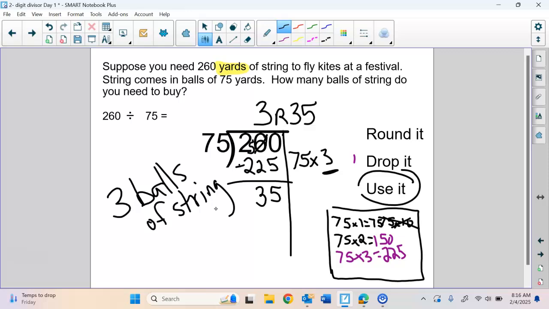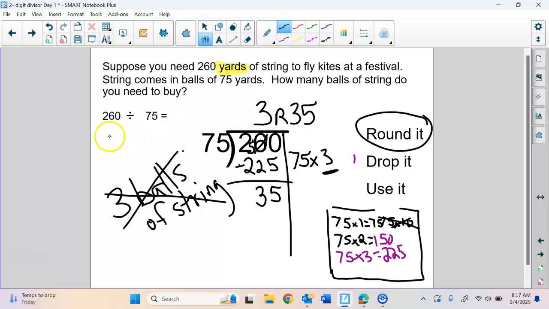So how many balls of string do you actually need? In this case, we can't use that as a fraction. We actually need to take our answer and round it up, because in this case, that remainder is important enough that it needs to be included. So our final answer here is not 3, not 3 and 35 75ths, but we need 4 balls of string. That means we're going to have too much, but that's okay. We have everything that we need for the festival.